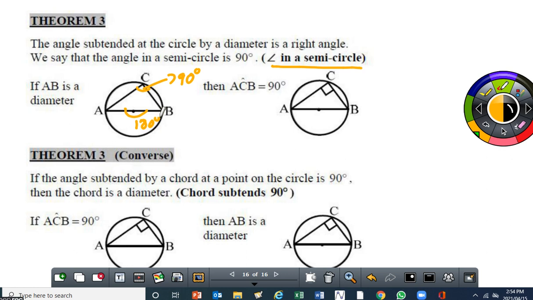Sometimes we get a question saying prove that this line is a diameter. Your reason will be chord subtends 90 degrees. Or you can say converse angle in a semicircle. There are two reasons there. Or you can write it as converse, meaning the opposite of the original one, angle in a semicircle. That's another acceptable reason.